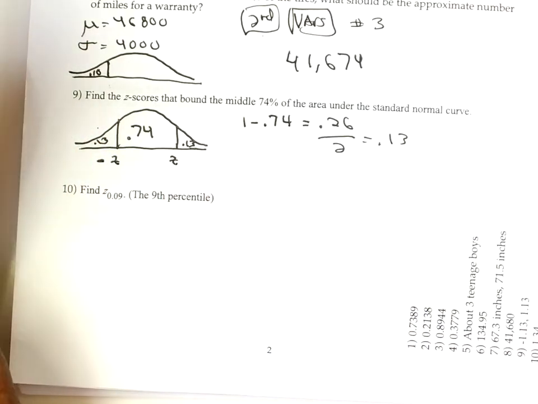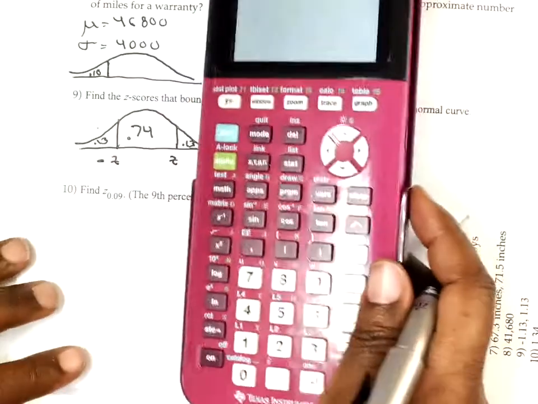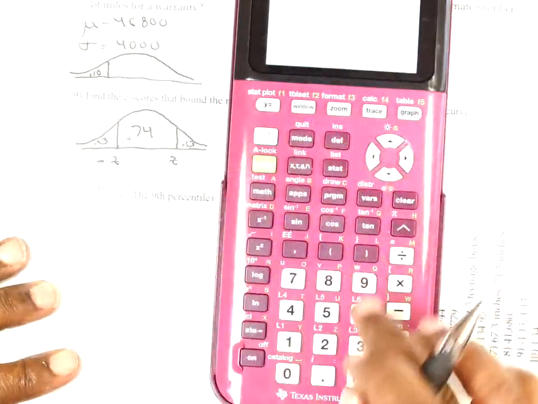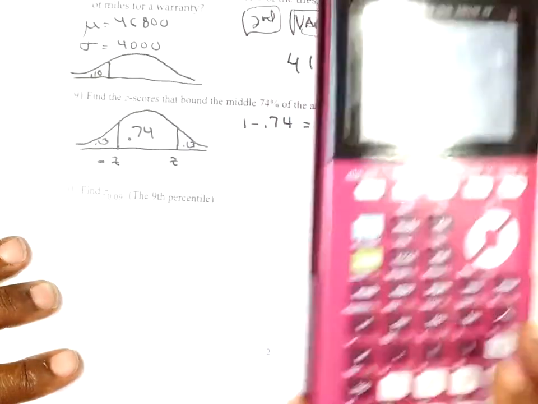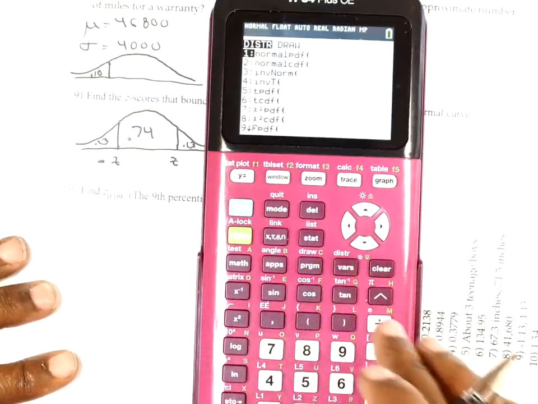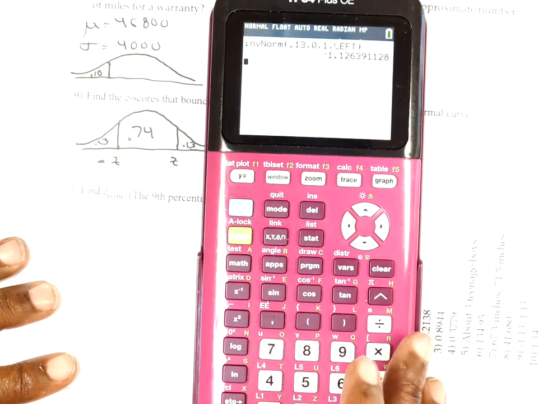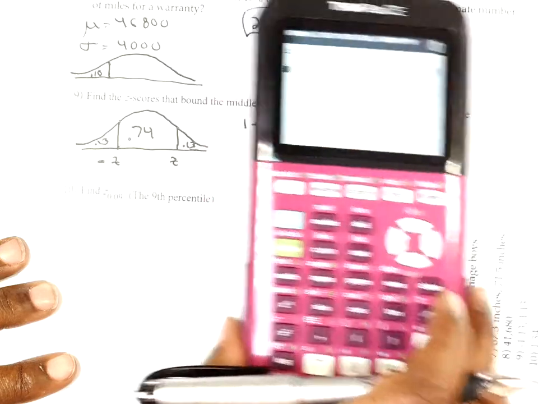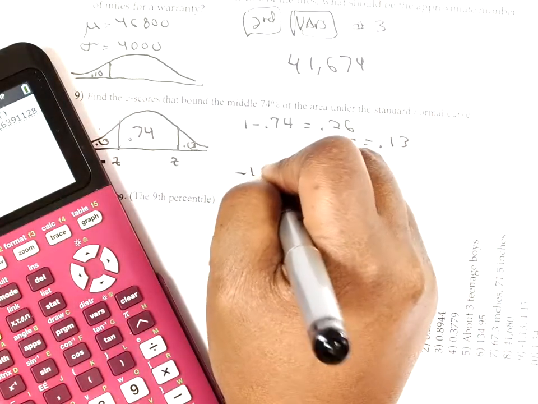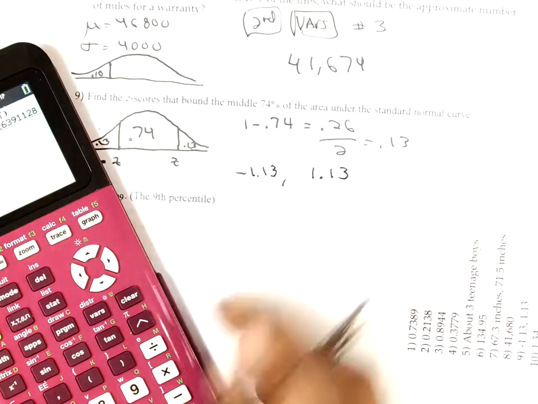So do second. Oops, sorry. VARS, number 3. The area I'm going to be doing to the left, so it's 0.13. And this is, again, a generic case. So the mean is 0 and the standard deviation is 1. And I got a Z-score of negative 1.13. So the other score is going to be positive 1.13.